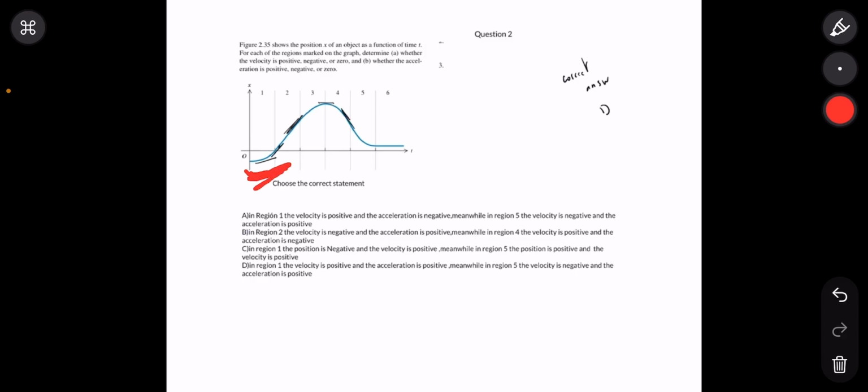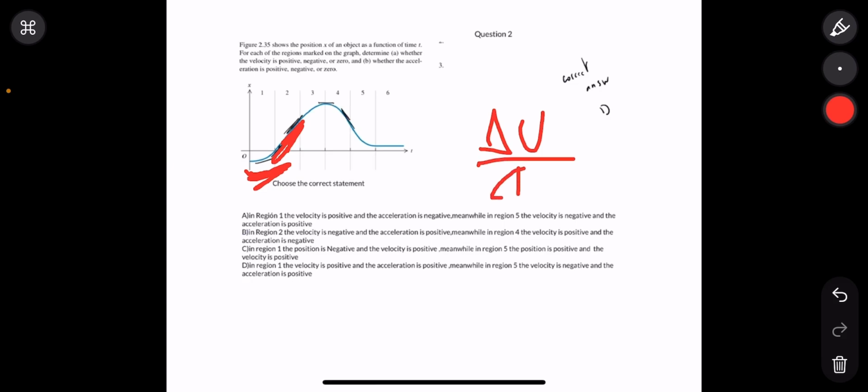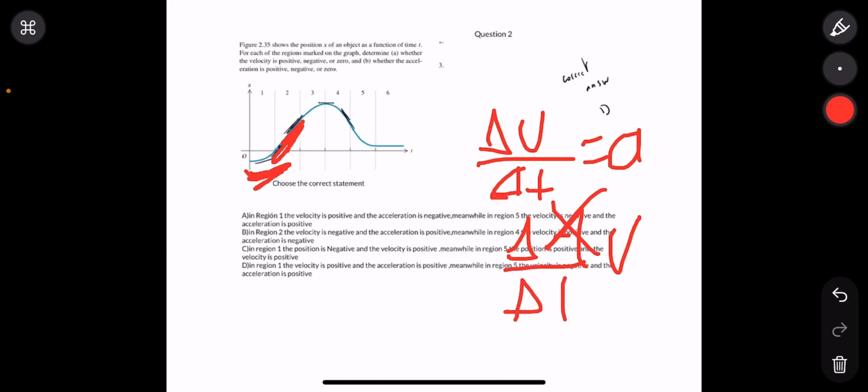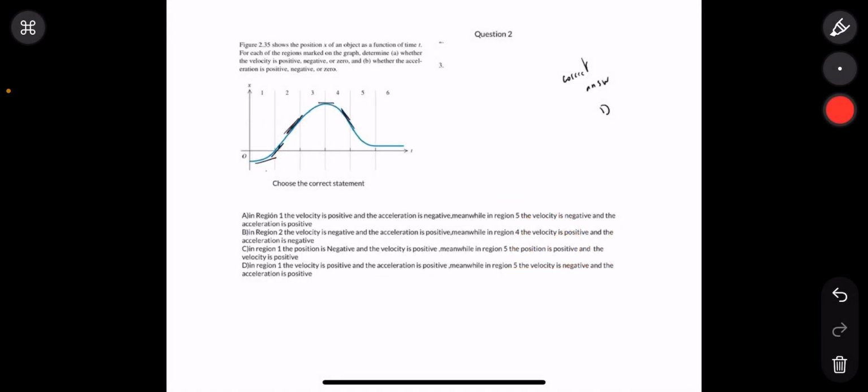And we also know that it's increasing in acceleration, right? So we know acceleration is delta v over delta t, equals a, and we also know that v is delta x over delta t, right? We're looking at the velocity changes, right? There's a problem that states whether the velocity is positive, negative, or zero.